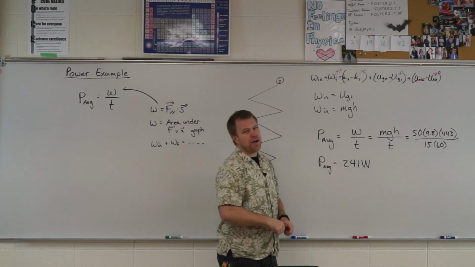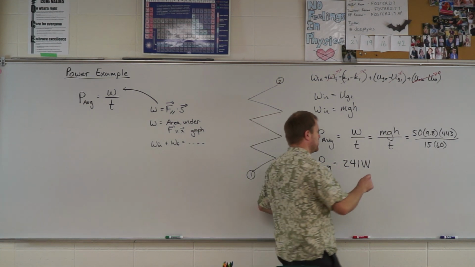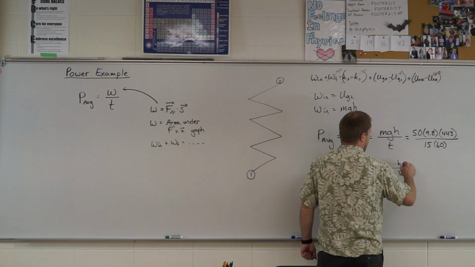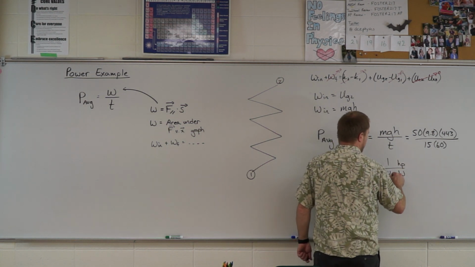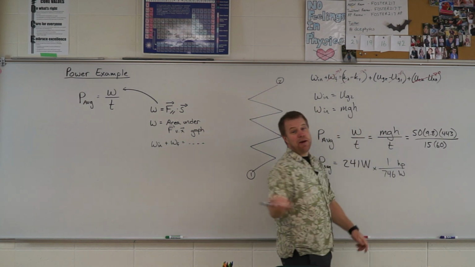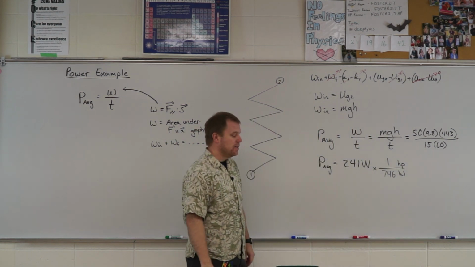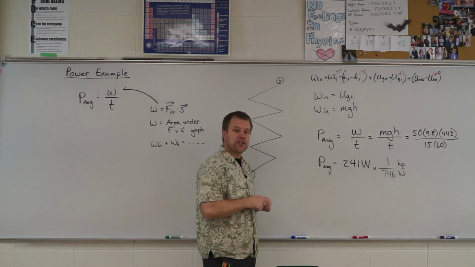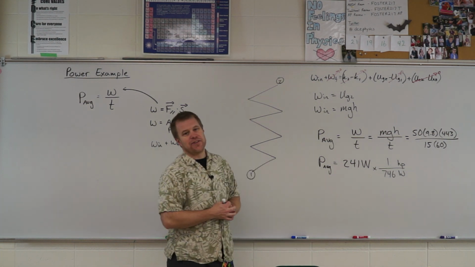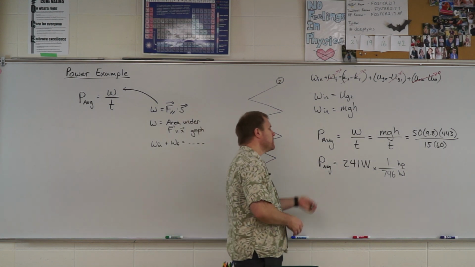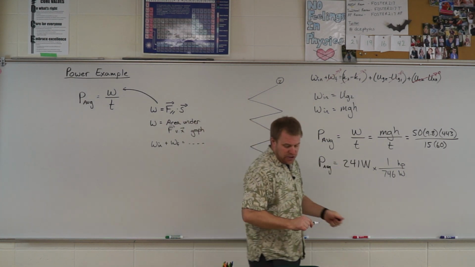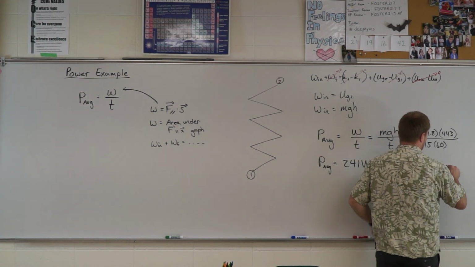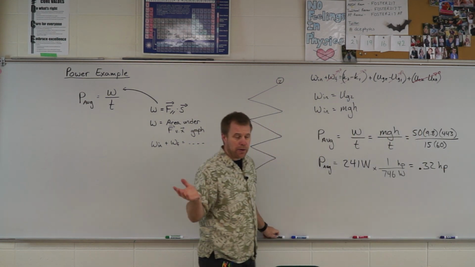So 241 watts, but they did want that in horsepower. So we're going to exchange that from watts into horsepower. One horsepower is 746 watts. If you don't have that memorized, no, you shouldn't have that memorized. It's up at the top of the gold equation sheet, up in the corner there. It'll tell you 746 watts is one horsepower. Throw that in the calculator, and you get 0.32 horsepower, so about a third of a horsepower.